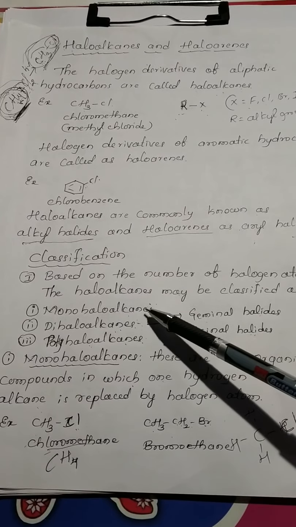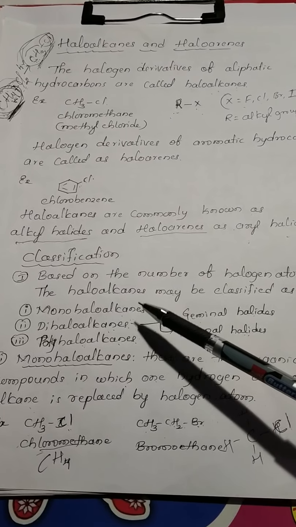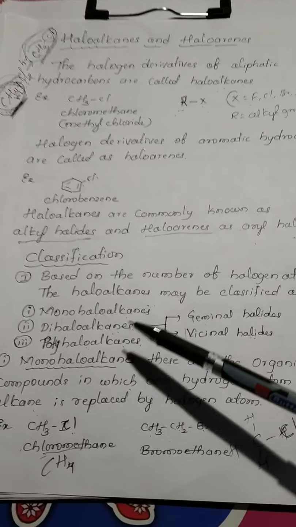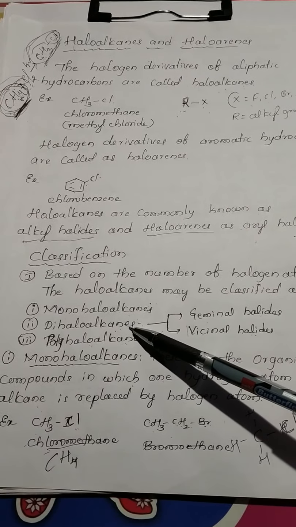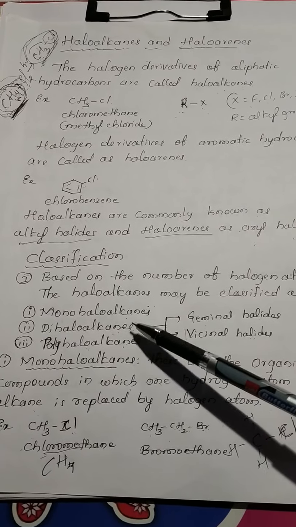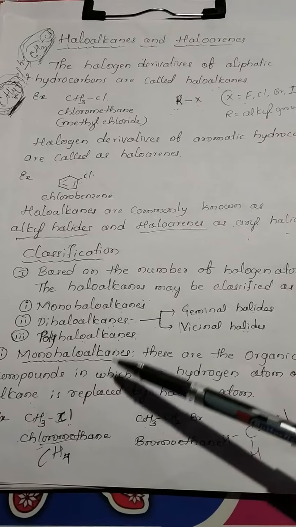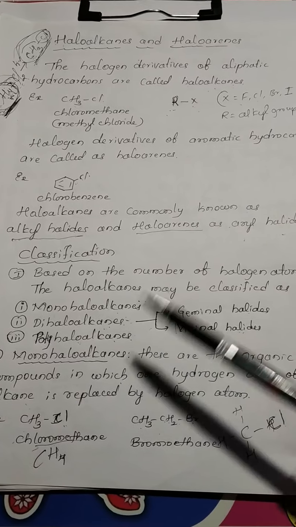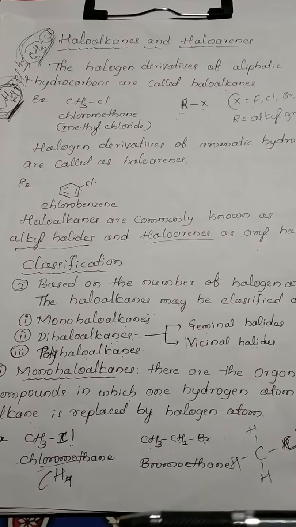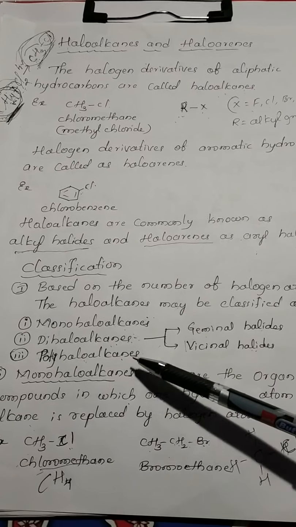Monohaloalkanes are organic compounds which contain at least one halogen atom. Dihaloalkanes are organic compounds which contain at least two halogen atoms. Polyhaloalkanes are haloalkanes or organic compounds which contain three or more than three halogen atoms.